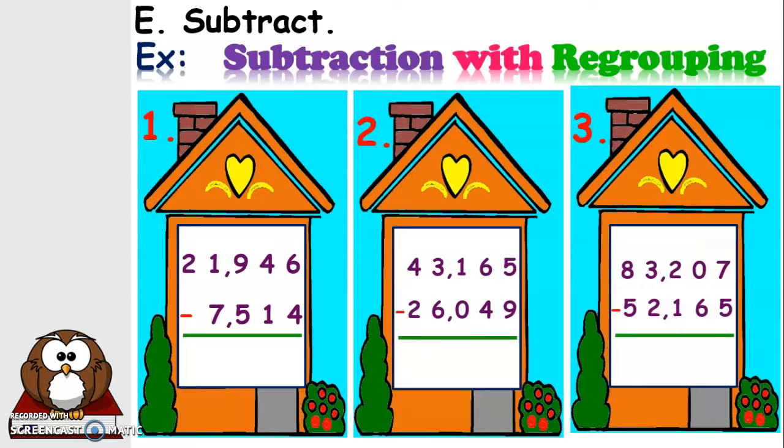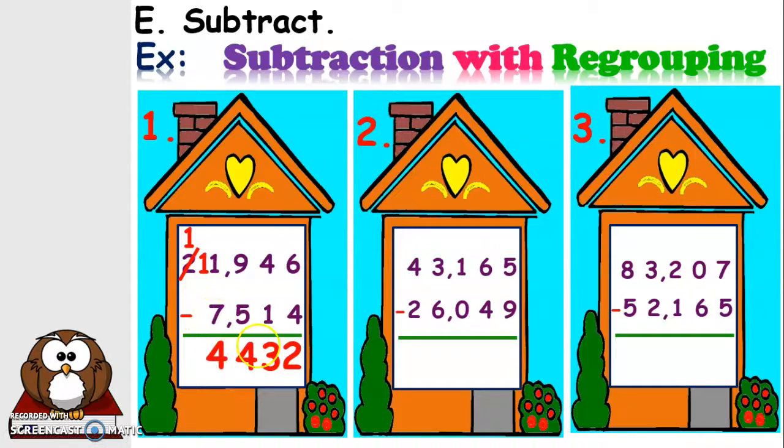For number 1, always starting from ones place, we have 6 minus 4 equals 2. Tens place is 4 minus 1 equals 3. Hundreds place is 9 minus 5 equals 4. Thousands place, we have 1 minus 7. We know that 1 is less than 7. So what we need to do is to borrow from 2. It becomes 1. And this number 1 is now 11. 11 minus 7 equals 4.